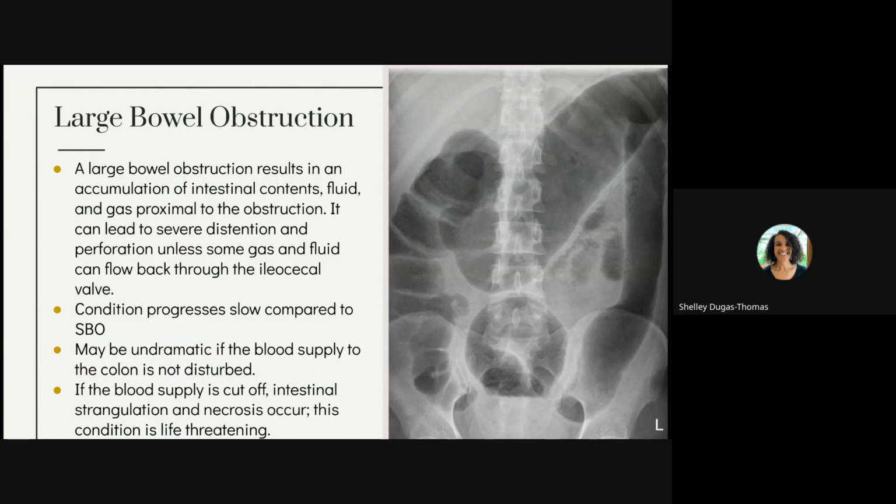The pathophysiology of the large bowel obstruction is accumulation of intestinal contents, fluids, and gas proximal to the obstruction, causing distension. The progression is usually slower than with a small bowel obstruction and may be less dramatic if blood supply remains intact. Complications include, if blood supply is compromised, intestinal strangulation and necrosis can occur, which is life threatening.